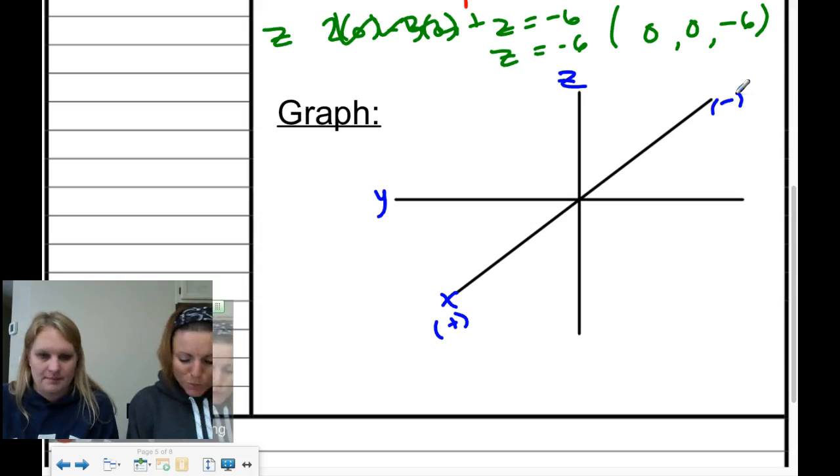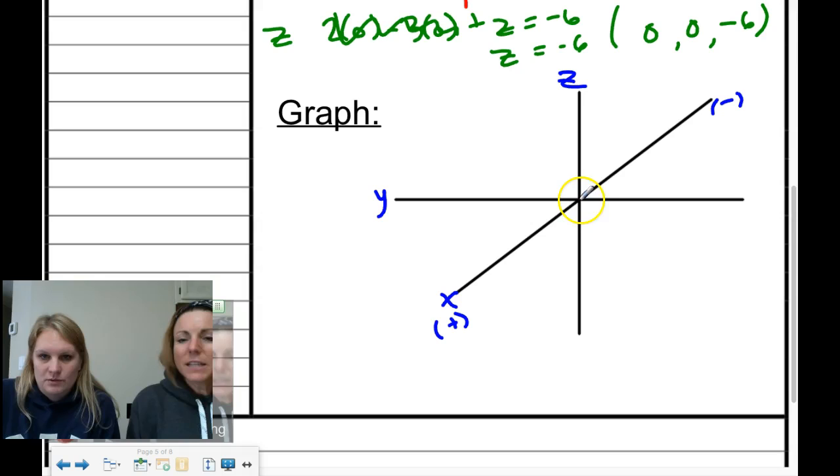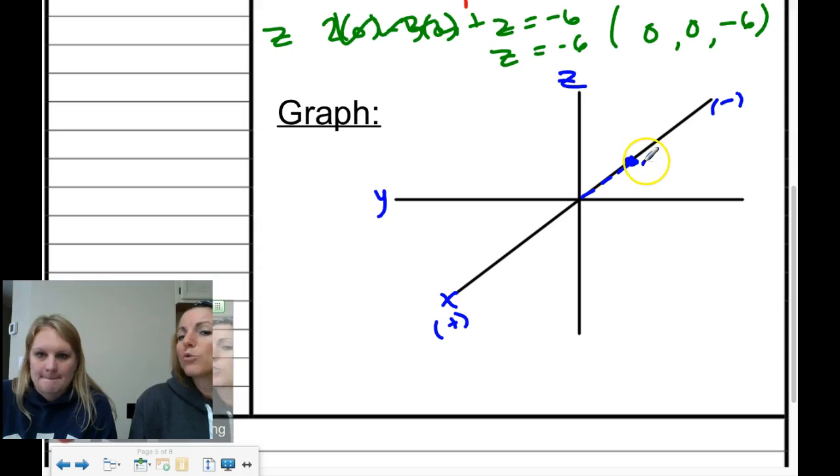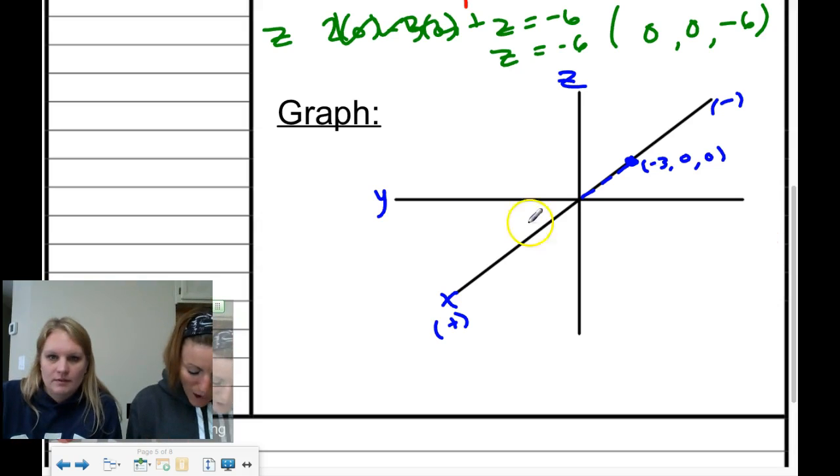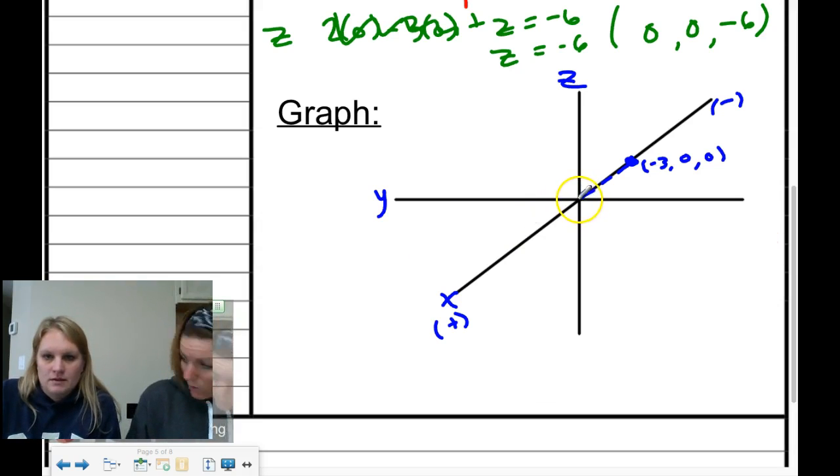So the first point is negative 3, 0, 0. 1, 2, 3. I'm not going up or down, so there's your first point. When you graph a linear equation, my suggestion is to label it. All right, next one was the y-intercept: 0, 2, 0.